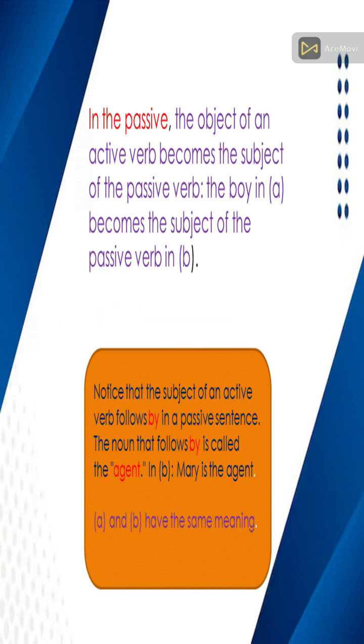Pay attention to some important parts. Notice that the subject of an active verb is followed by "by" in a passive sentence, so the main subject in the active should be followed by the word by: by her, by Mary, by someone. Okay? The noun that follows "by" is called the agent. That's grammar terminology, we don't need it. But A and B have the same meaning.